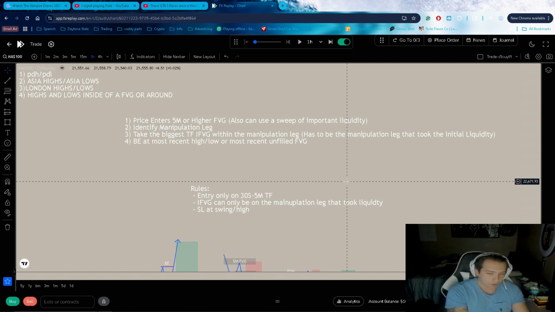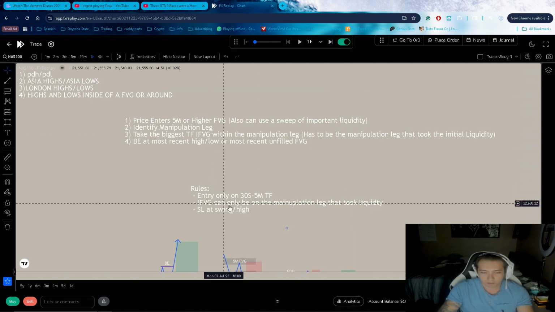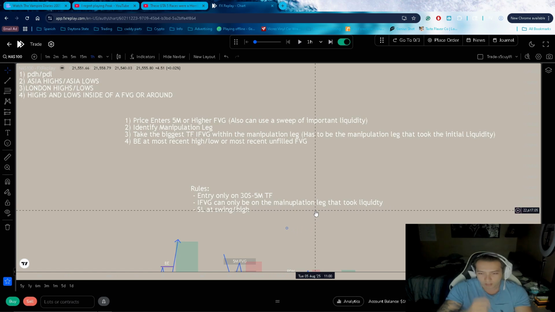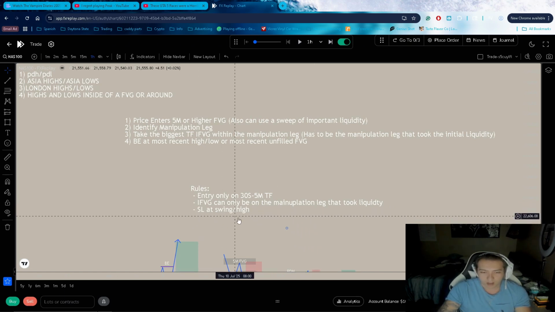And the bigger the liquidity pool is, or the bigger the fair value gap is, most likely the bigger time frame inverse fair value gap we're looking for. So you're not going to take a 30-second inverse fair value gap after taking previous day highs. You'll probably take a 3-minute to a 5-minute. And once again, the inverse fair value gap can only be the manipulation leg that took liquidity. And then stop loss at swing high or low.